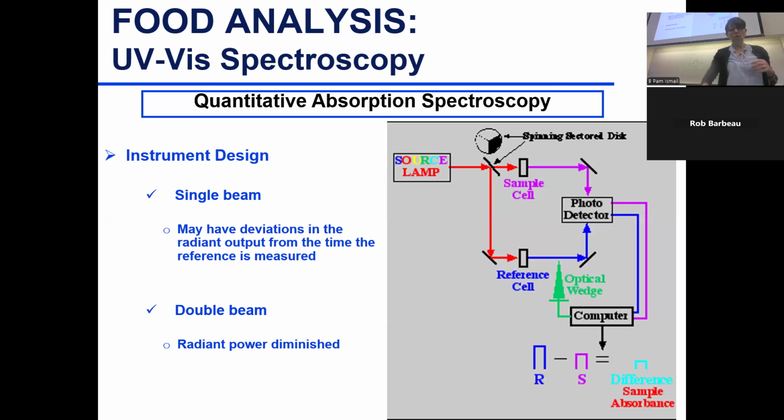Okay, so basically, depending on what you have in the lab, each comes with advantages and disadvantages. If you have double beam, that means a beam that's split into two, you have reduced the radiant power because your light is splitting into two, so you lose some sensitivity.